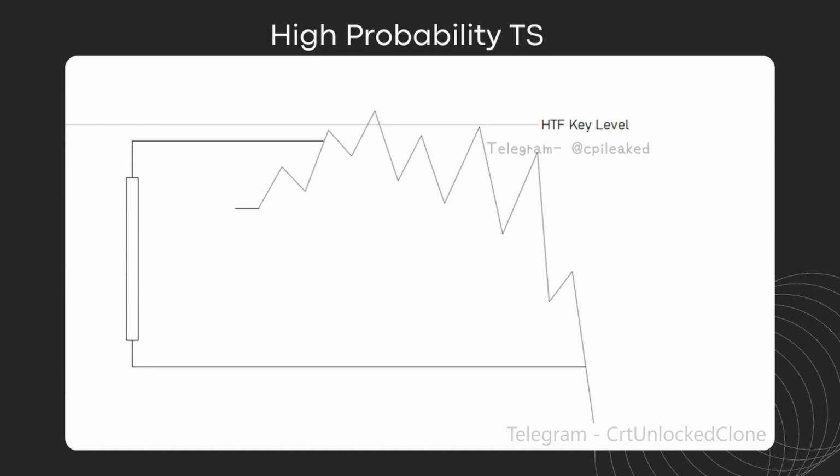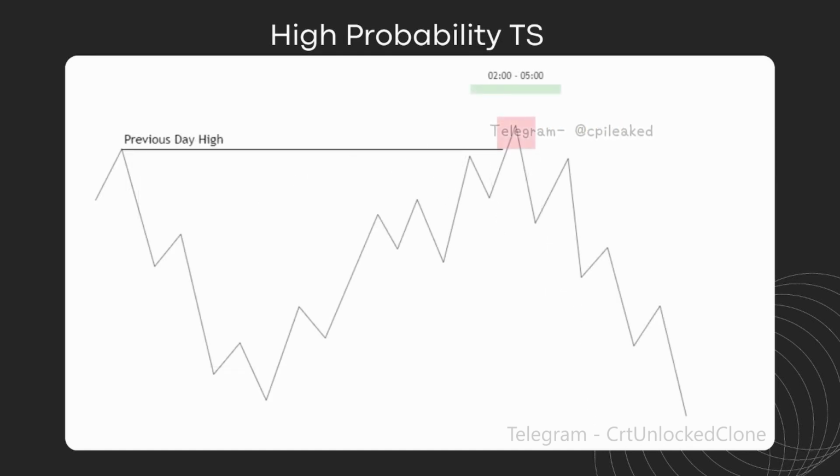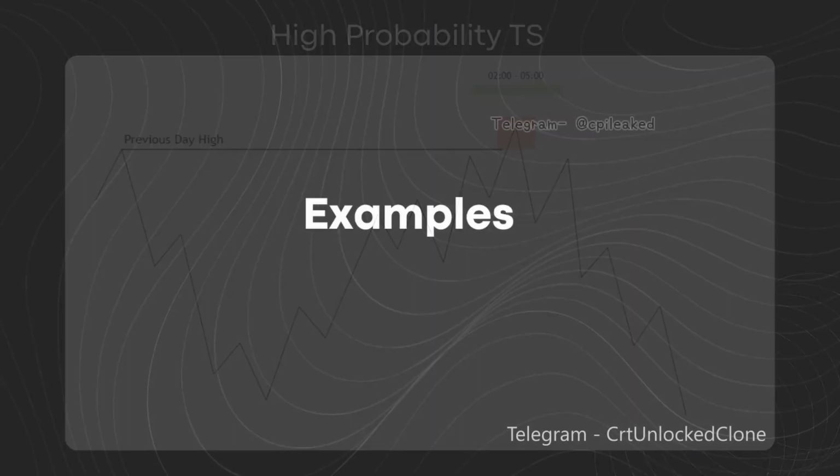Right here you can see we've got this CRT range on the higher time frame, and just above it we've got this higher time frame key level. So the best turtle soup will occur right above the CRT range when it's purged at a key time and the higher time frame key level is tested. Then the target would be 50% of the range and then eventually the opposite end of the range. Another high probability framework is when the previous day, week, or session high or low is purged at key times along with testing higher time frame key levels.